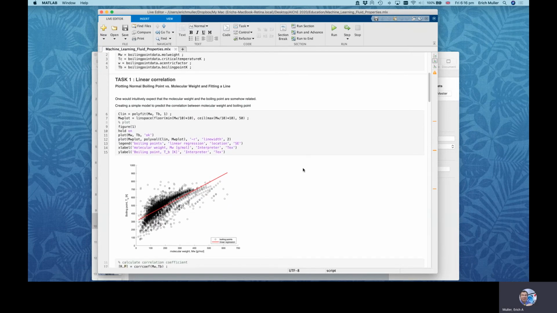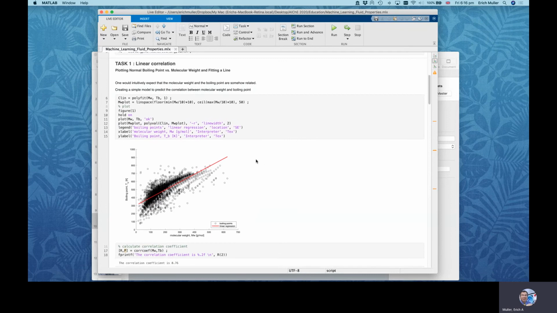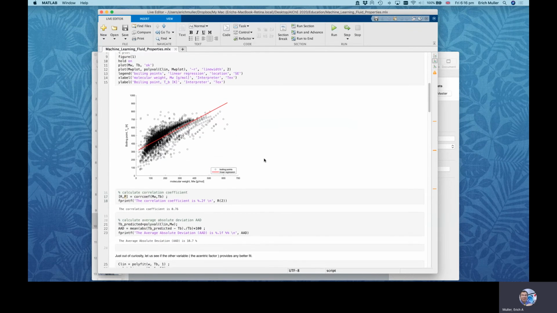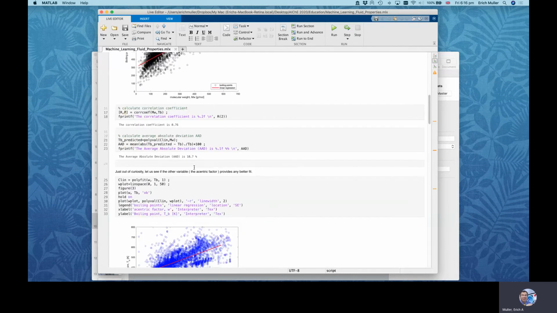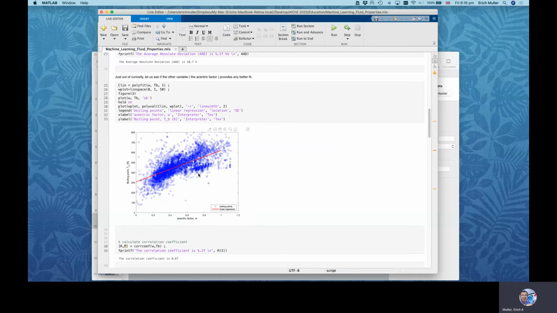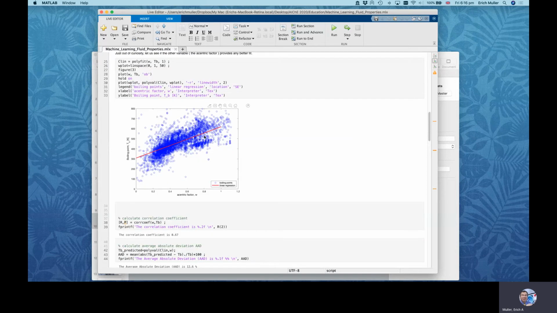The first thing that we do is a linear correlation. And doing a linear correlation is basically a very simple fit that is done in MATLAB. And we can get the correlation coefficient, which we can see is not particularly good. If one wants to try with the eccentric factor and do a similar thing, again, they see that there is some sort of relationship, but it's not a nice fit. There's something more to this than just a linear fit.